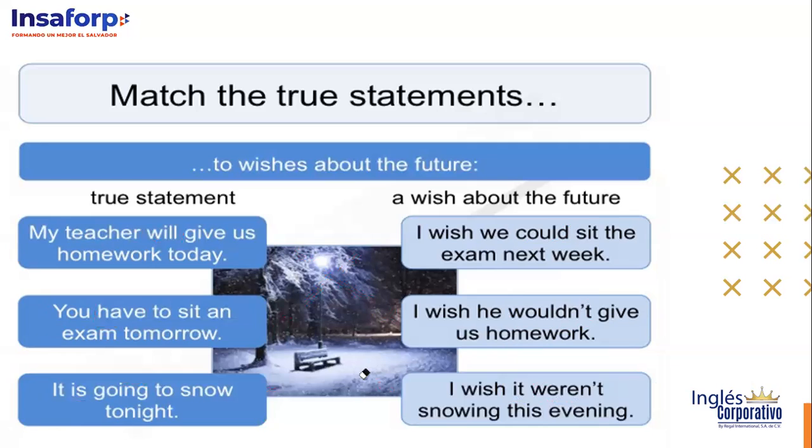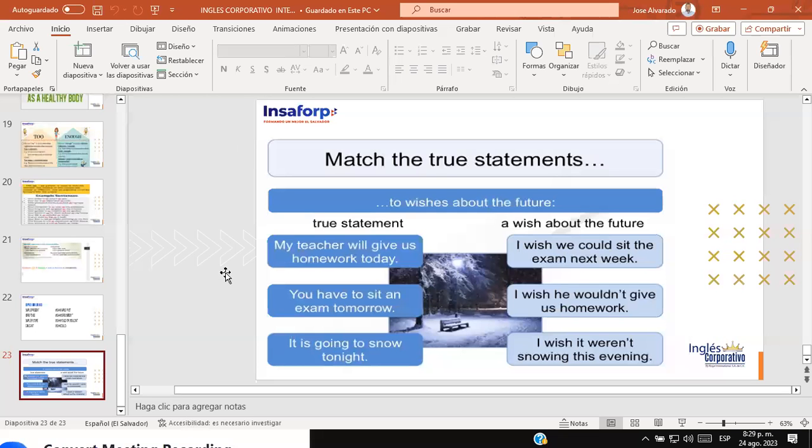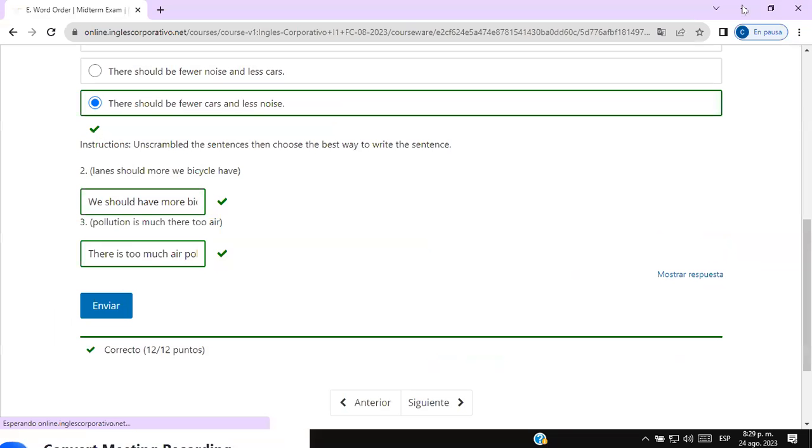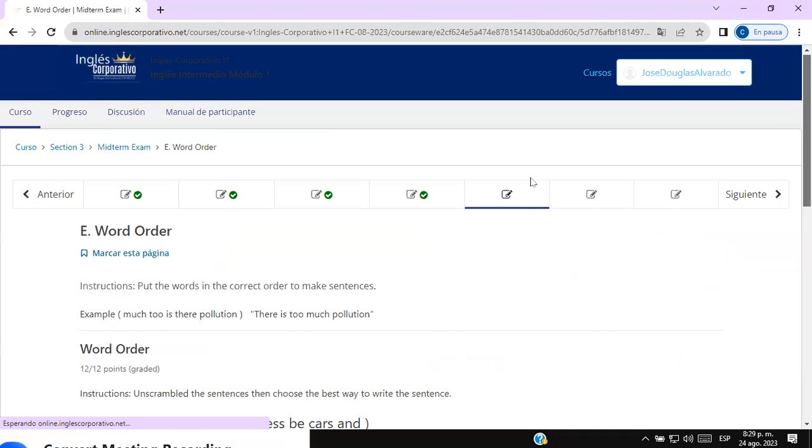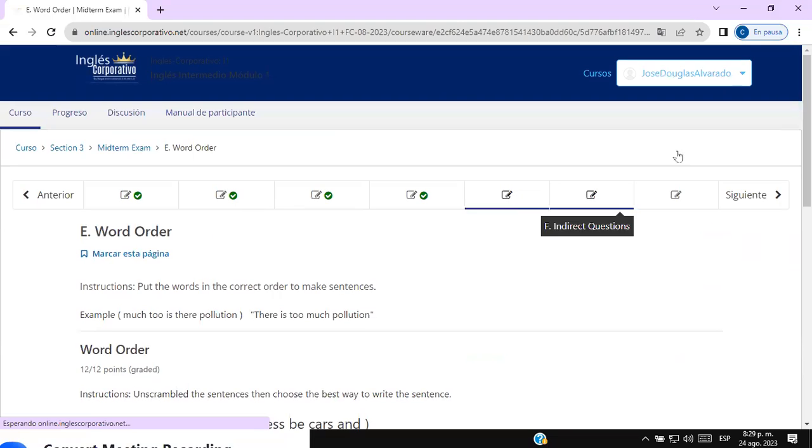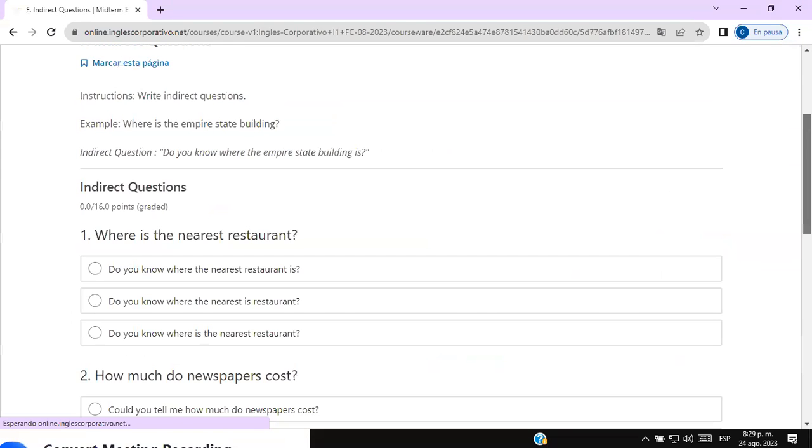Now, let me go ahead and stop this presentation that I was able to create yesterday for you, of course. And we're going to complete the platform, because remember that then you're going to complete it on your own. We have just two exercises. Indirect questions, easy. It says instructions: write indirect questions. Where is the Empire State Building? Indirect question: do you know where the Empire State Building is?